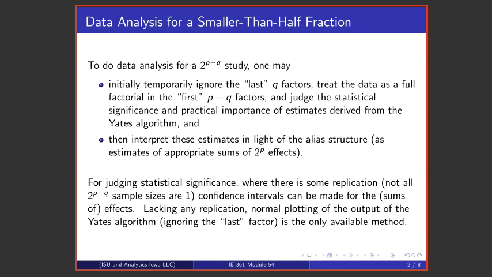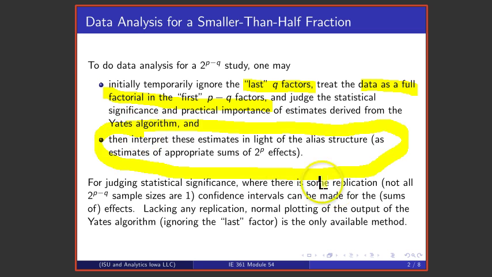In fact, what one does is, for computation purposes, initially ignore the last few factors. If I'm talking about a quarter fraction, I ignore the last two factors. If I'm talking about an eighth fraction, I ignore the last three factors, and treat the data as if they were a full factorial in the first factors. Use the Yates algorithm, judge the significance and the practical importance of what comes out of it, and only then, after that is done, interpret the results in light of the alias structure.